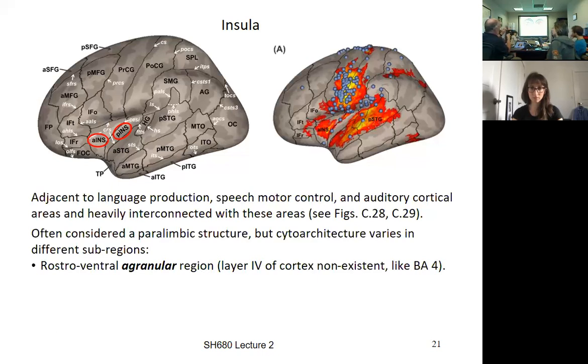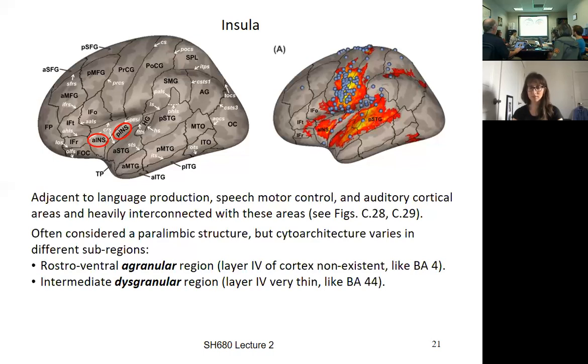the cytoarchitectonic boundaries there do not align with what's called the central sulcus of the insula, which is what separates them. So probably what's going on in IFG is also happening somewhat in the anterior insula, and probably what's happening in ventral premotor cortex is also happening a little bit in the anterior insula as well. So these are some of the things that make it difficult to really dissociate what it's doing.